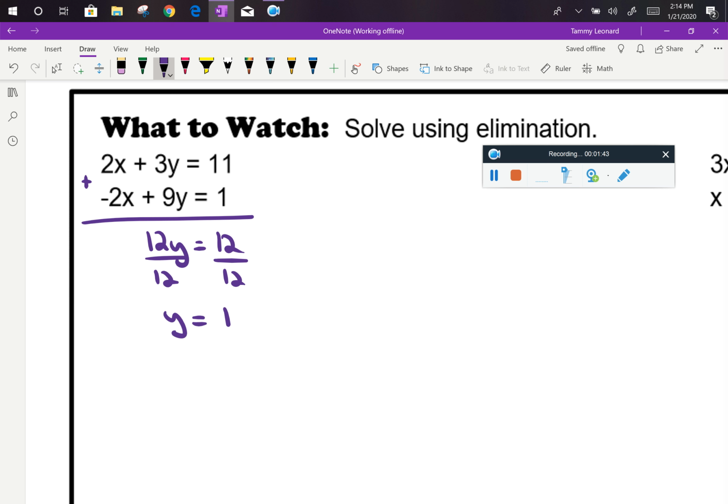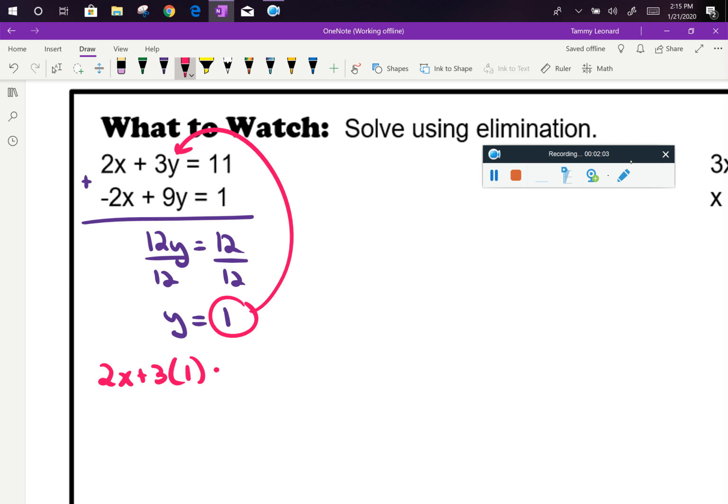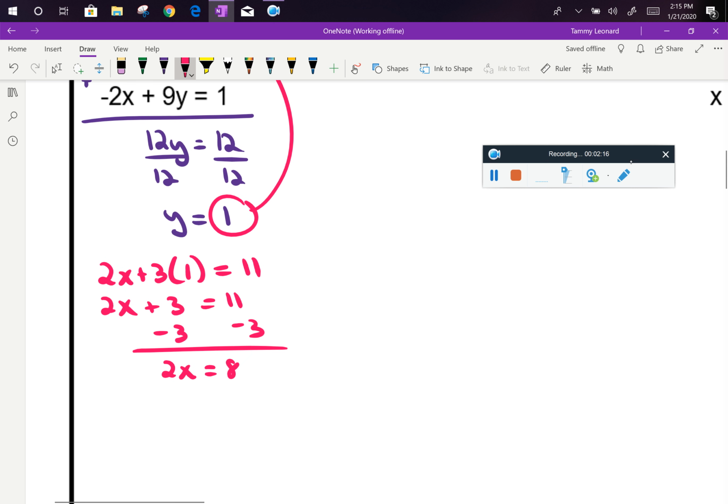From here on out, it's the same as if we had done this problem using the substitution method. We're going to take and substitute this 1 either here or there, wherever it looks simplest to you. Personally, I think the top one looks slightly simpler, so that's where I'm going to choose to go. 2x plus 3 times 1 equals 11 has been substituted, and now I can solve for x. This is 2x plus 3 equals 11. When I subtract 3 from each side, I have 2x equals 8. And to solve that equation, I'm going to divide both sides by 2 and see that x is equal to 4. So we're ready for the final step.